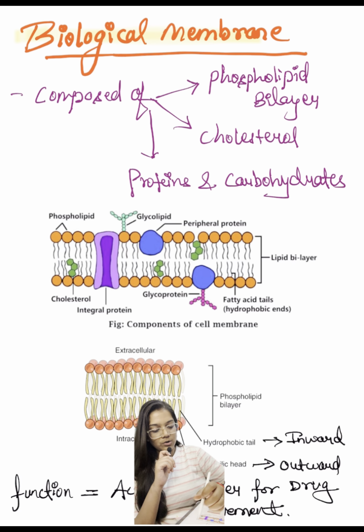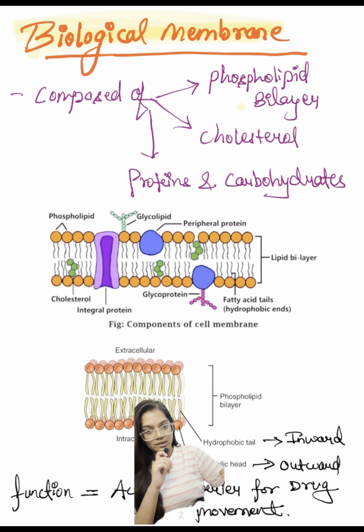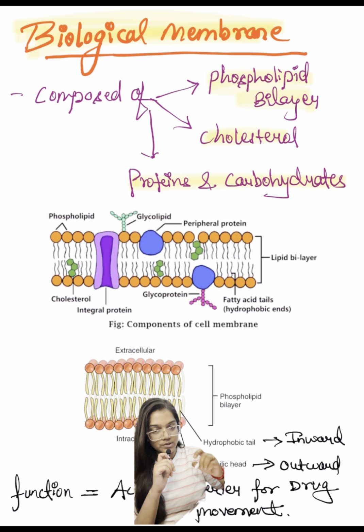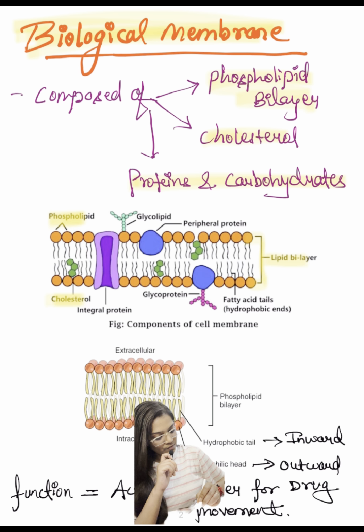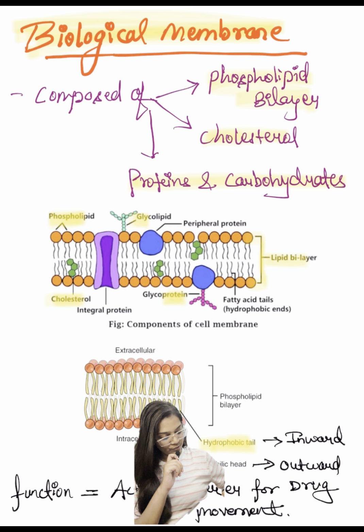Next we'll discuss the biological membranes. They are made up of three things, that is phospholipid bilayers, cholesterol, and proteins and carbohydrates. So this is the phospholipid bilayer of the cell membrane. It contains cholesterol, phospholipids and various proteins and glycolipids. It is divided into hydrophobic tail and hydrophilic head. The hydrophobic tail is inside, and the hydrophilic head is towards outside. The function of the cell membrane is that it acts as a barrier for the drug movement.